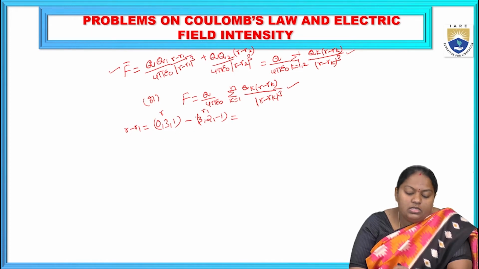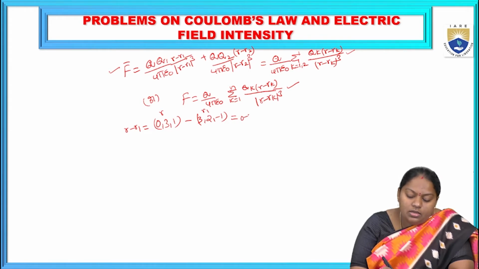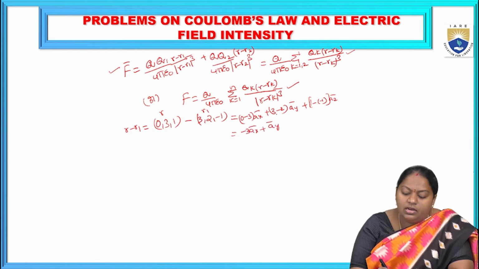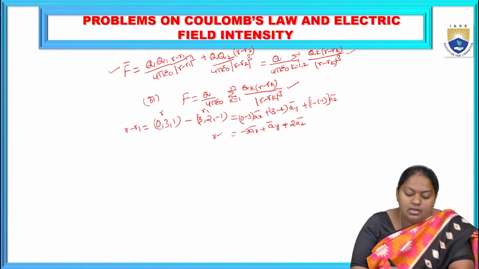Now the distance between these two can be calculated as (x2 minus x1) plus (y2 minus y1) plus (z2 minus z1) into ax, ay, az respectively. So we write (0 minus 3) into ax plus (3 minus 2) into ay plus (1 minus of minus 1) into az, which is equal to minus 3ax plus 1 into ay, that is ay, then plus 1 minus of minus 1, this minus of minus becomes plus, 1 plus 1 becomes 2, then 2 into az, is given as R minus R1.